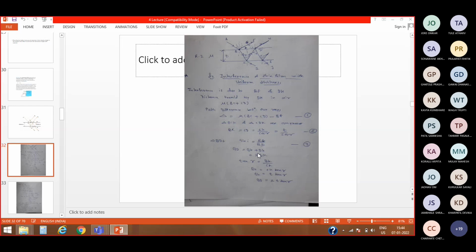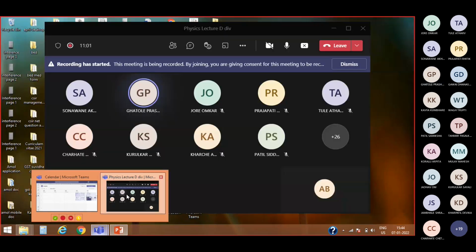Hello, students? Yes, sir. Yes, sir. Yes, sir. Okay, so you write down the question, what type of questions asked in the exam. So mostly questions comes on this topic, that is the interference of light in case of thin films, as well as show the constructive and destructive interference conditions. So write down question.